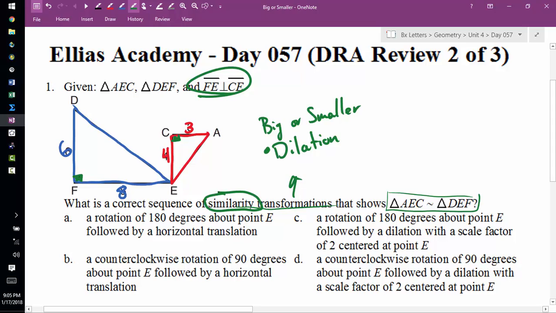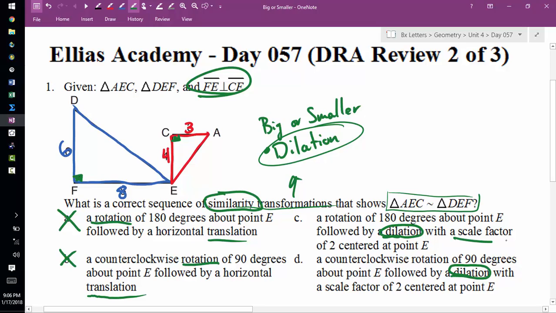So in A, I see a rotation and a translation. That can't be correct because it doesn't have dilation in it. In B, we have a rotation and another translation, and that can't be correct because, once again, we don't have dilation. And then in C and D, I see that I have my dilation, and they're actually the same dilation. Okay, so I can't rule it out based on that.